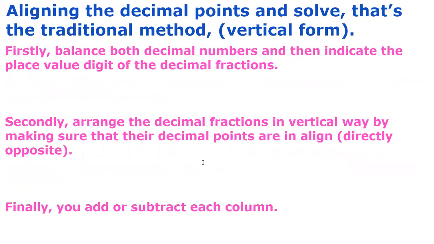Now, our first method that we are going to look at here, remember I said, is the vertical form or the vertical method. You arrange them in what? In a vertical order. Arranging something in vertical order, the top-down form. Align the decimal point and solve. That is the traditional method. You align the decimal point, you make sure that the decimal points are in a line in the answer.